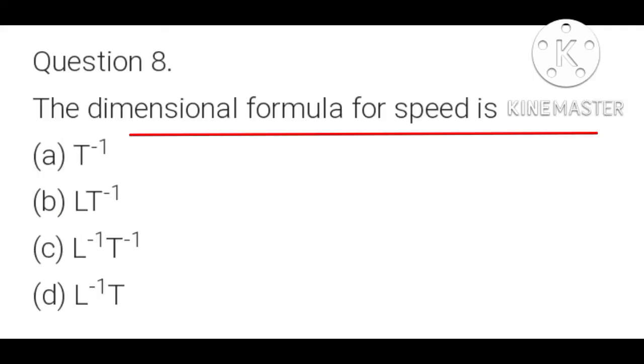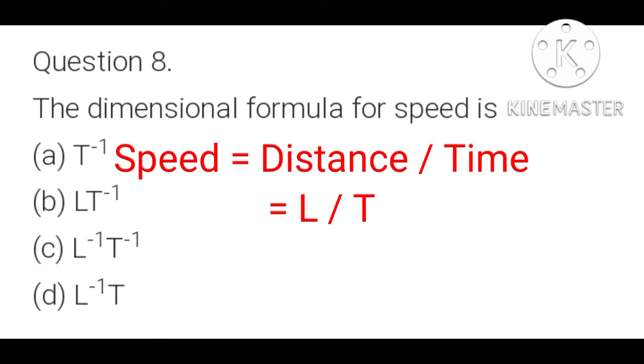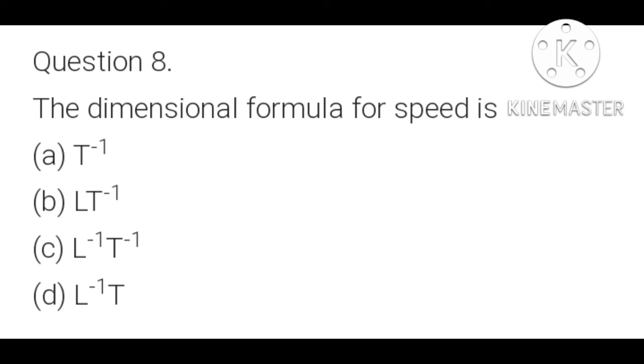Question number 8. The dimensional formula for speed is: A option T inverse, B option L T inverse, C option L inverse T inverse, D option L inverse T. We know that speed is equal to distance over time. Distance can be written as L and time can be written as T. So the formula is LT minus 1. So in this problem B is the correct option.